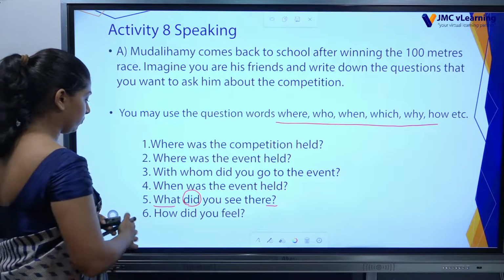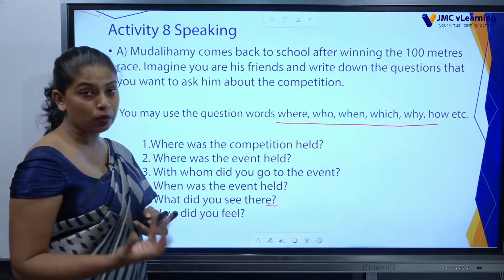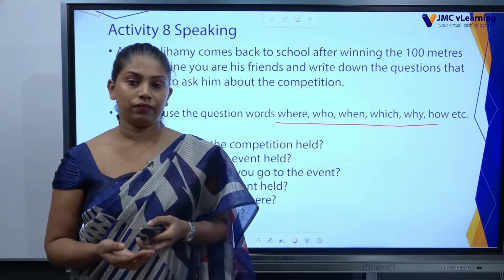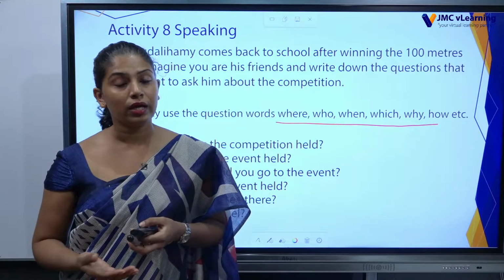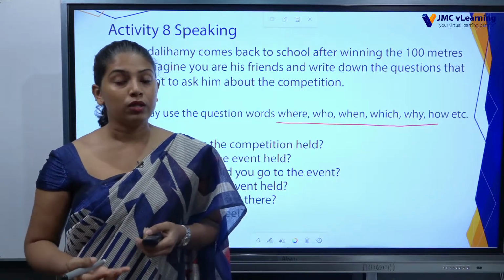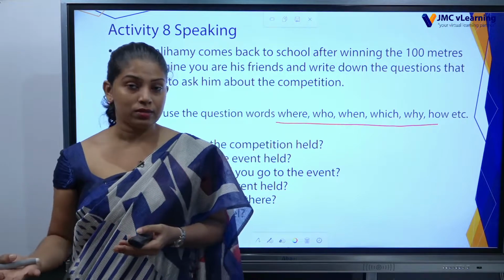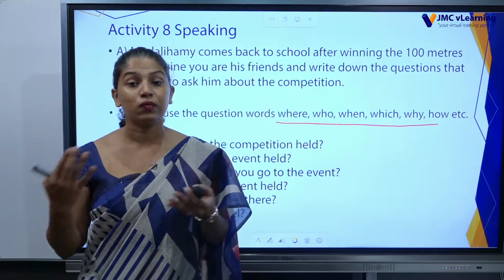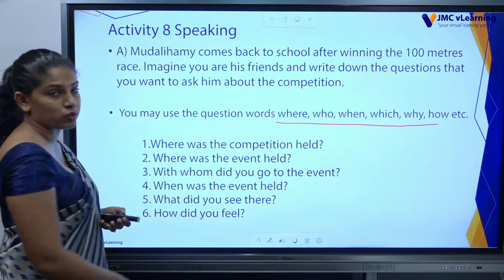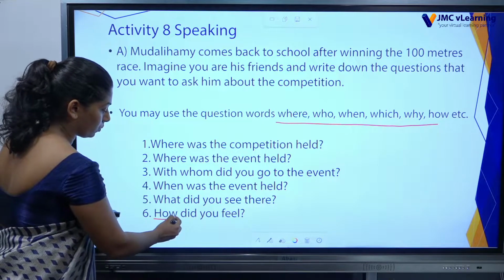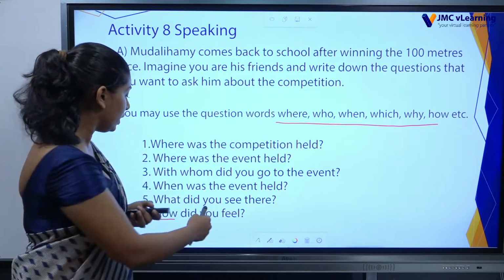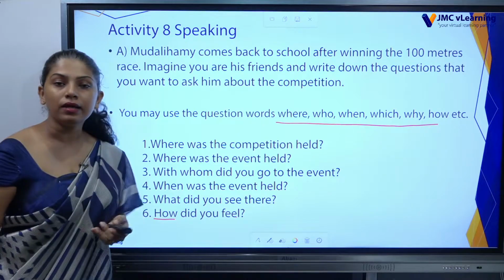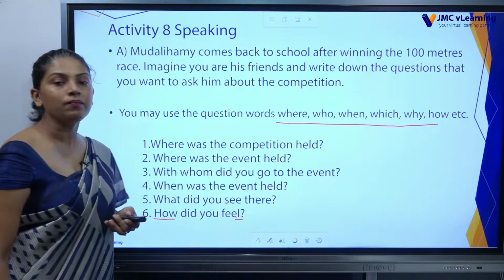Then the last one. How did you feel? We know that Mudalihami felt many things when the race started. He was thinking that the place is not good for him and how the people will treat him. Those questions were in his mind. So Mudalihami's friends also want to know about his feelings, and they can ask this question. How did you feel? Here the question is in past form, so I have used did and finally the verb. Then we end the question with a question mark.